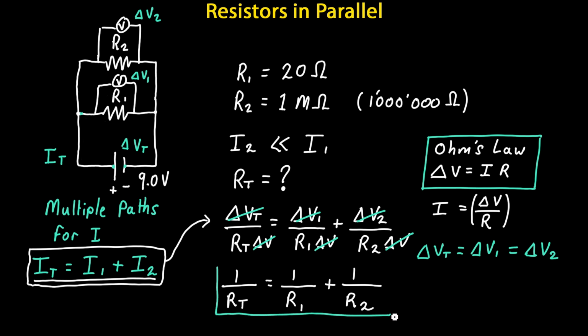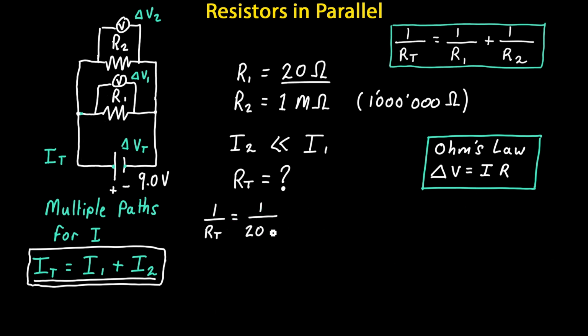So in order to find the total resistance of our parallel circuit here, where the first resistor is 20 ohms and the second resistor is 1,000,000 ohms, we can plug these values into our formula here and then take the reciprocal of this answer to get the total resistance.